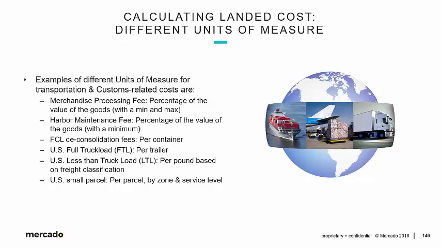There are even more costs, so it becomes even more complex. We talked about MPF and HMF in our example, merchandise processing fee, harbor maintenance fee. These are charges levied by U.S. Customs and Border Protection in addition to customs duties. MPF is a percentage of the value of the goods, but it has a minimum and a maximum charge. We saw the maximum reached around $500 in our example. And then HMF is also a percentage of the value of the goods.